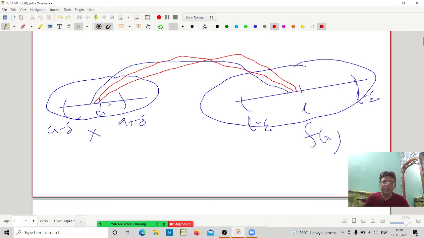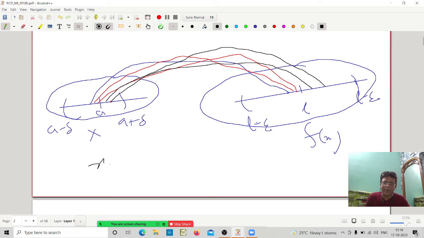Again from the right: if you are at the right of A, you are approaching A from the right. For the right endpoint, you have a point on the right. The closer the point gets to A, the closer the function gets to L also. So this is the concept of limit.